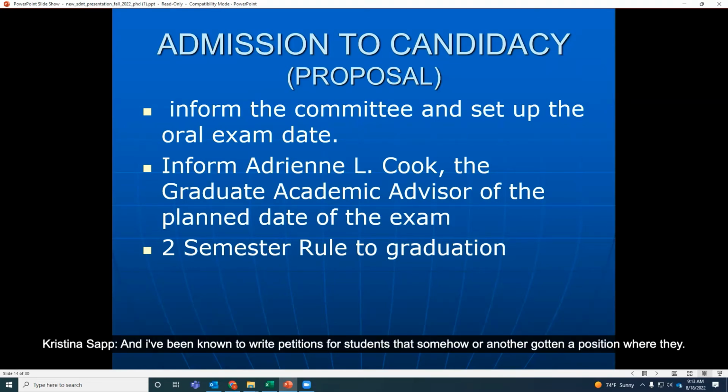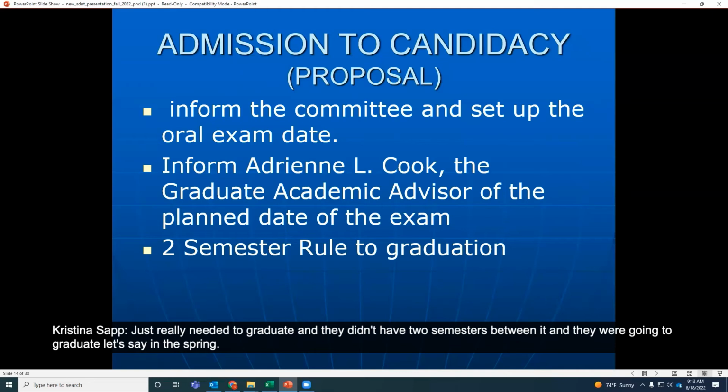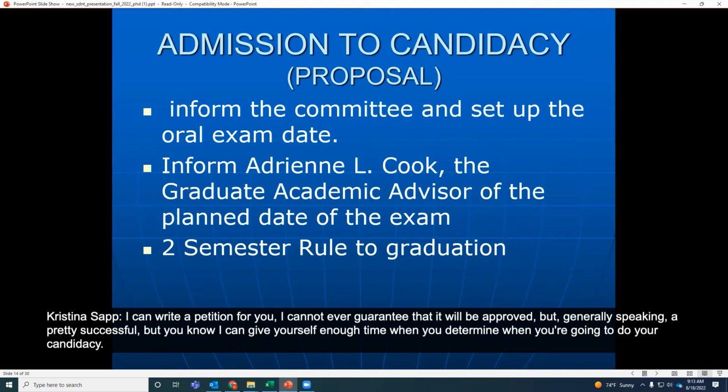I have been known to write petitions for students that somehow got in a position where they just really needed to graduate and they didn't have 2 semesters between it and they were going to graduate, let's say in the spring. I can write a petition for you. I cannot ever guarantee that it'll be approved, but generally speaking, I'm pretty successful. But, give yourself enough time.